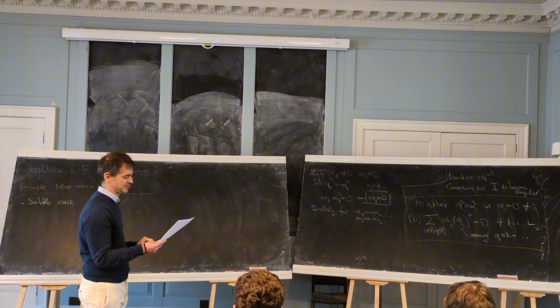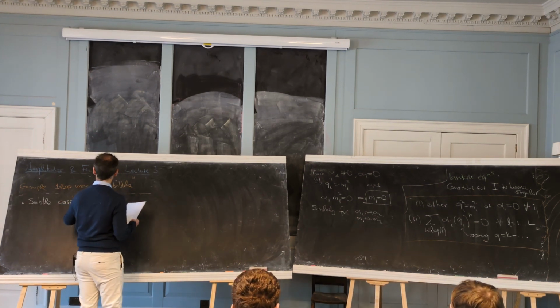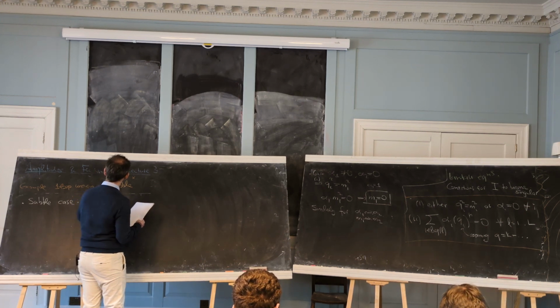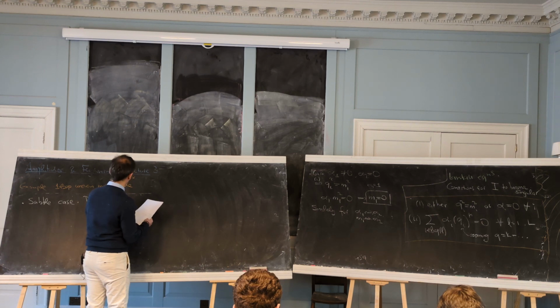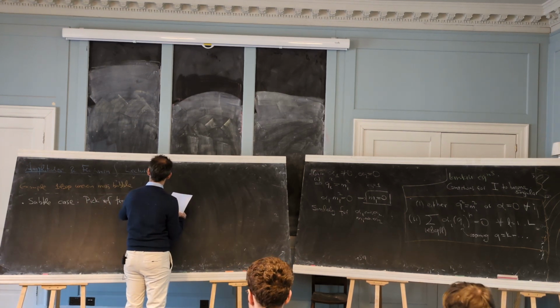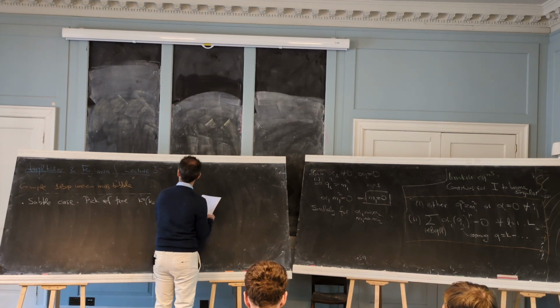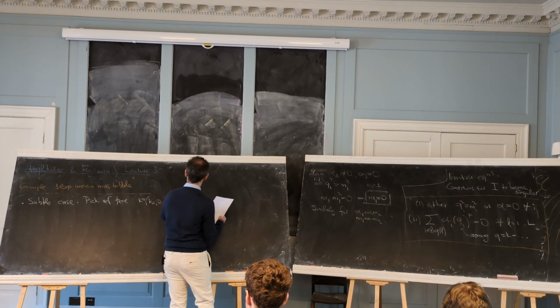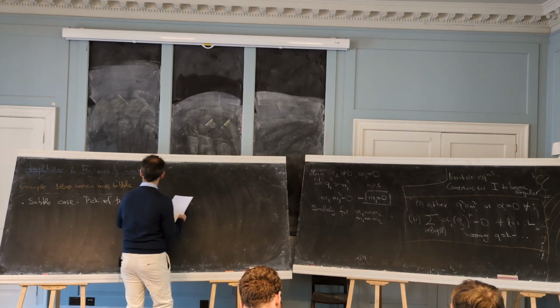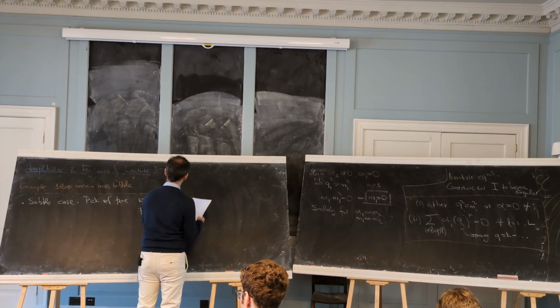Let's see, what should I say? Well, I can give you the basics, and we can come back to it next time. You pick a reference frame such that K and P are on the same plane. So K is (K0, 0, 0, K3), and P is again (P0, 0, 0, P3).